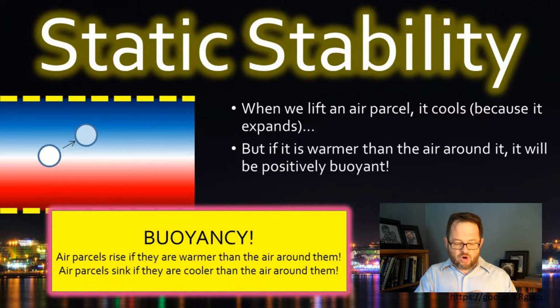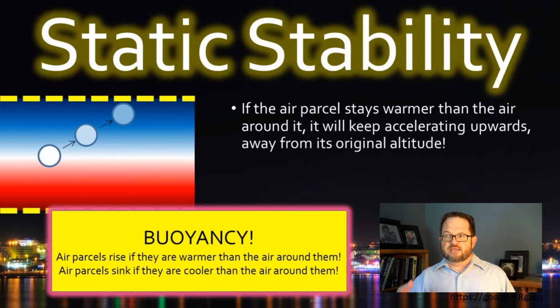But if it stays warmer than the air around it, and that's what I'm trying to illustrate here, that air parcel is a warmer color than the air around it, it's going to be positively buoyant and just keep rising on its own. The stability of the layer is going to decide whether these air parcels are positively buoyant or negatively buoyant once they have been nudged or displaced. So it will keep rising off from its original altitude.